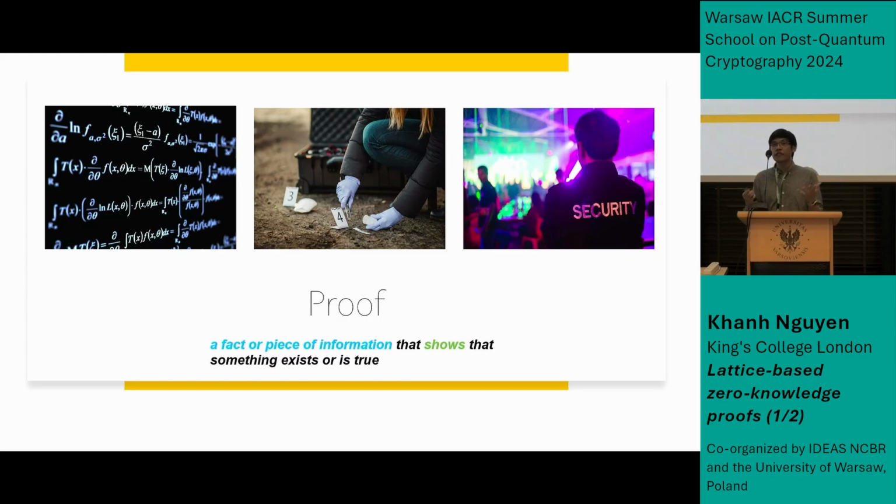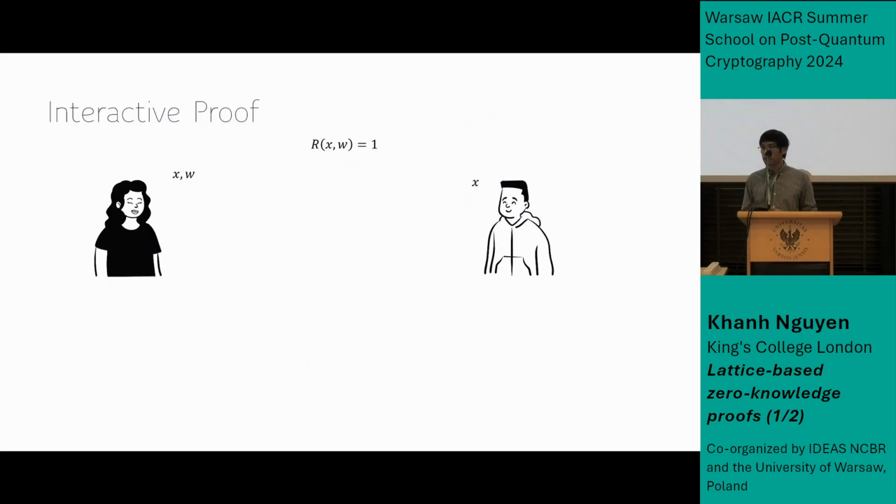Okay, so in computer science, this has been modeled in the following way. We start with something called an interactive proof. In the interactive proof, we have two parties, the prover and the verifier, and both parties have the statement X. Let's just think of it as a mathematical theorem. The prover also has the witness W. W should be a valid witness such that X and W satisfy some relation. For example, W is a proof, like a mathematical proof.